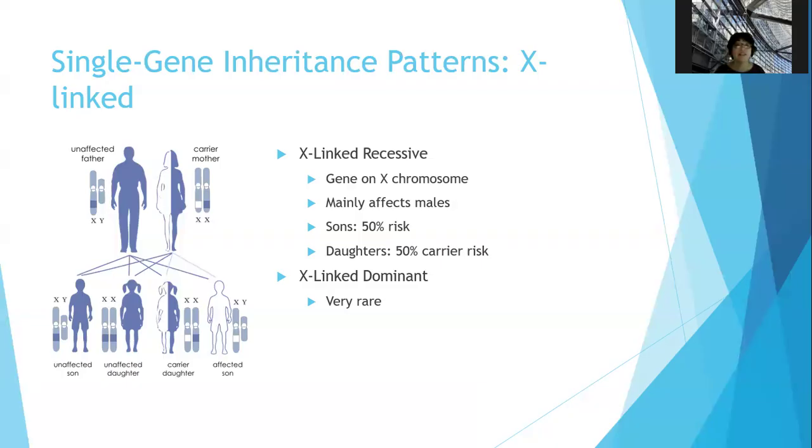X-linked dominants are extremely rare. I will talk about one of them. Very, very rare. That means if one of your parents has it, you're going to have it.